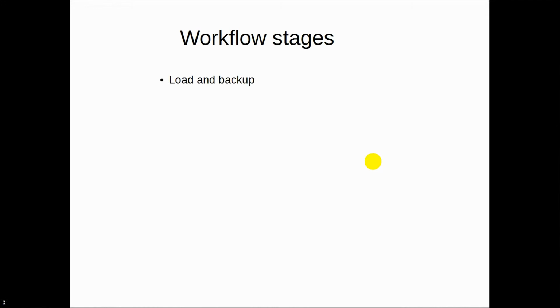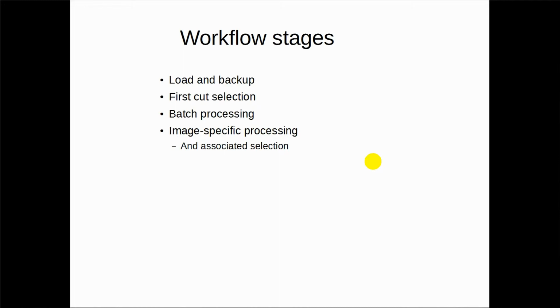So the stages in the workflow are to load the images onto the computer and back them up, do a very rapid first cut selection, batch process the images that are in that first cut, and after that do image specific processing, whilst at the same time picking out the ones that I want to keep. At that stage, I'm not making a final decision. I'm really picking out ones that I think could come out acceptably.